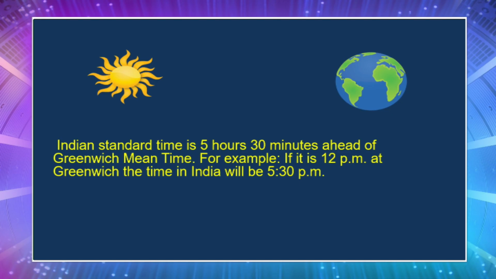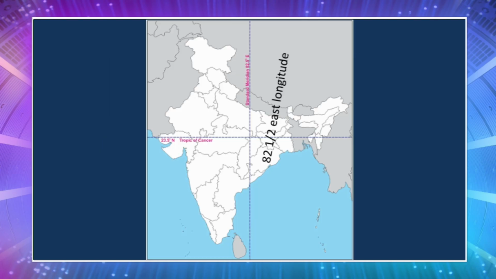For example, if it is 12 p.m. at Greenwich, the time in India will be 5:30 p.m. Children, let us observe this image. We can see 82.5 east longitude, which passes nearby Sri Lanka. It is considered as the standard meridian for the whole country.